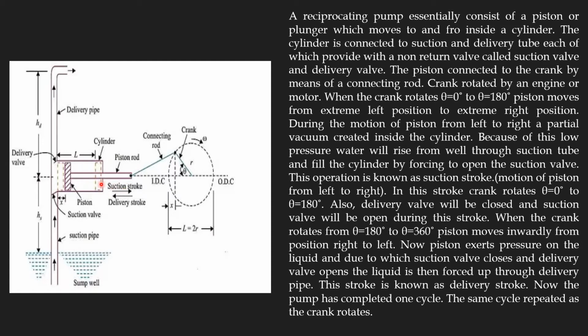So when it is rotated from 0 to 180 degrees, the piston movement will be from left to right. During that, vacuum will be created. The liquid will force the suction valve to open and fill the cylinder. In the reverse motion, 180 to 360 degrees, the piston moves backward, right to left. That will compress or pressurize the liquid. Because of this, the non-return suction valve closes, and the non-return outlet valve opens and delivers the liquid through the discharge pipe. This is the operation of the reciprocating piston pump.